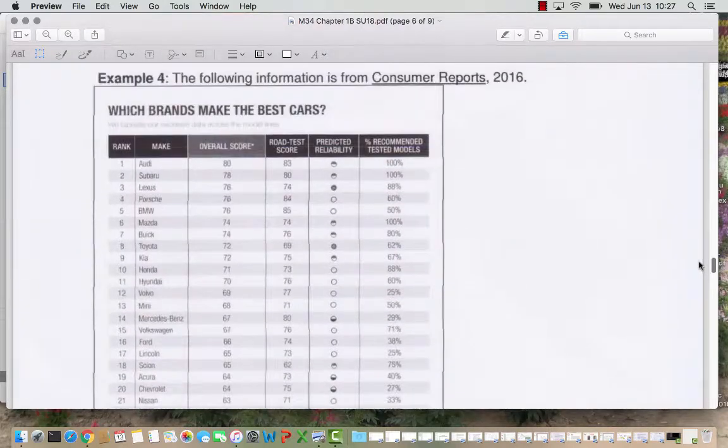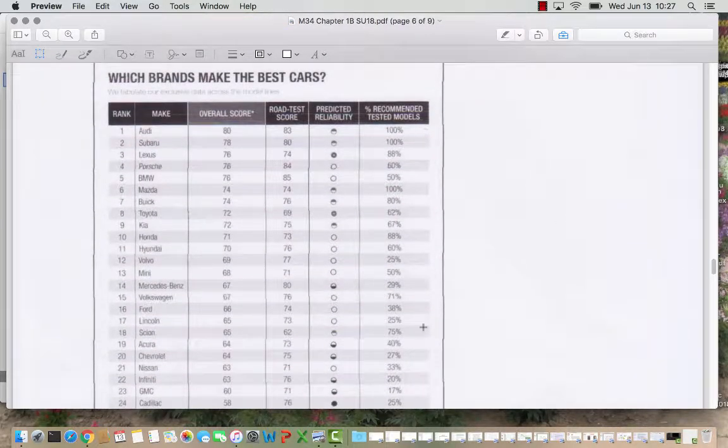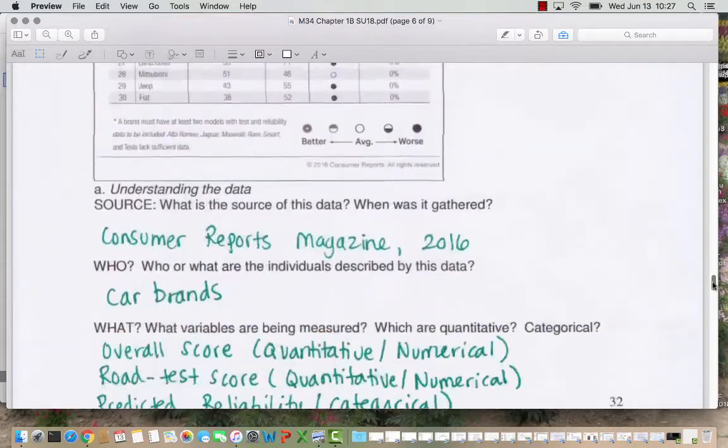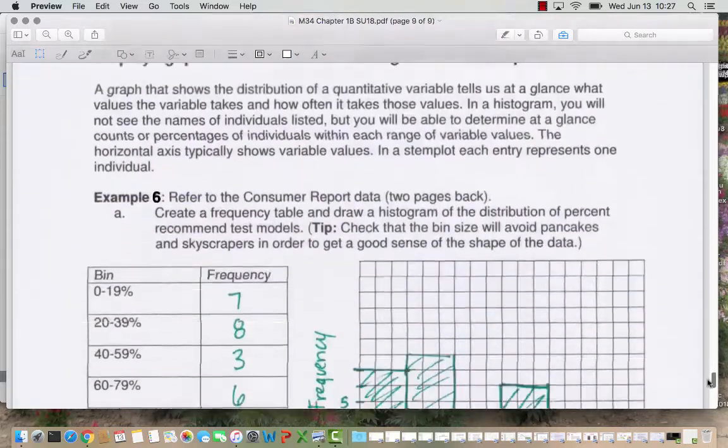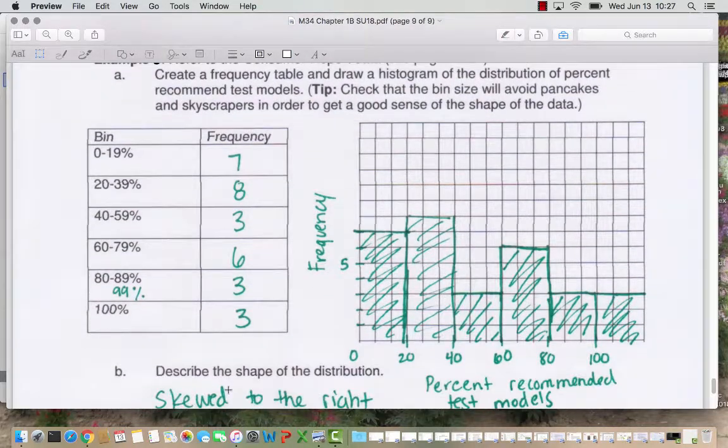Here was our Consumer Reports model, and we had all these percent recommended models corresponding with the number of cars. So this is numerical data, and we're going to do a grouping by percents and see if we notice any trends. So there's one typo here. This should say 80 to 99%. And so I made what we call our bins or our classes, each 20 percentage points wide.